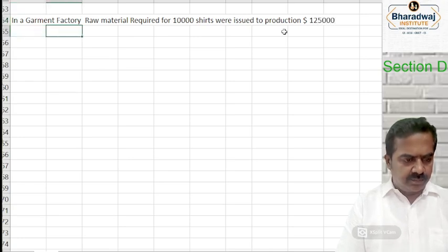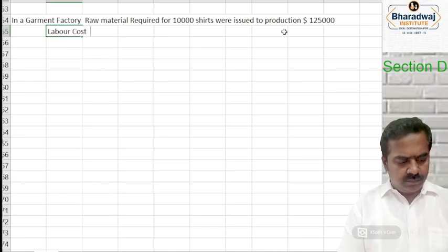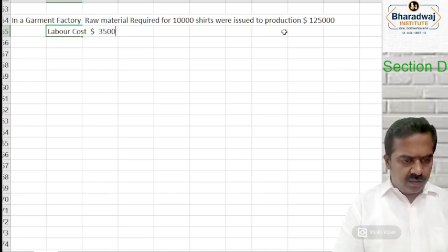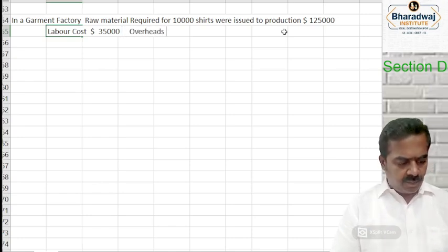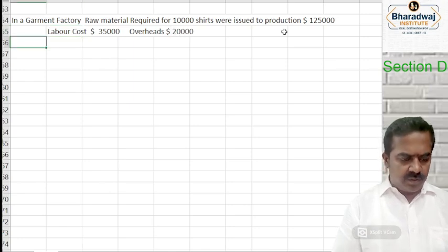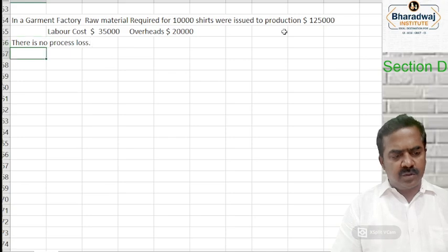$1,25,000. Labor cost $35,000. Overheads $20,000. There is no process loss.